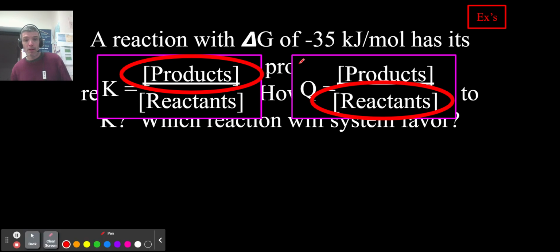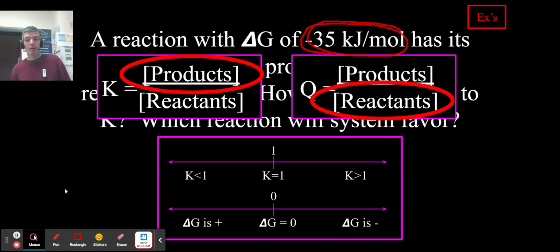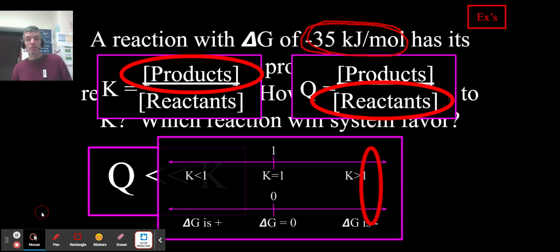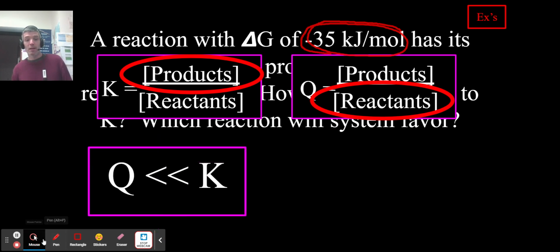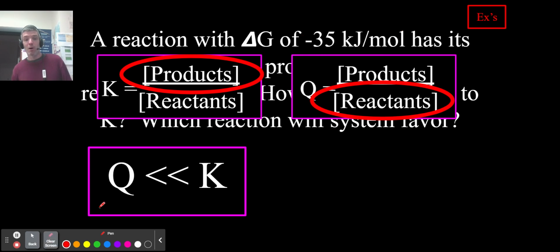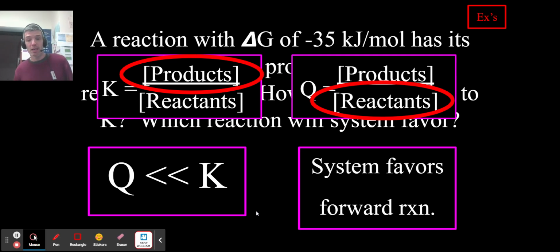And I know, well, my delta G is negative and big. I'm going to have a lot of products because of the... where am I on my visual? I'm over here. Therefore, my K is going to be really big. All right. So therefore, my Q is going to be a lot smaller than my K value. My reaction quotient is going to be very small. All right. And the reaction would favor the forward reaction, and almost like was the only one that's going to happen at the start.